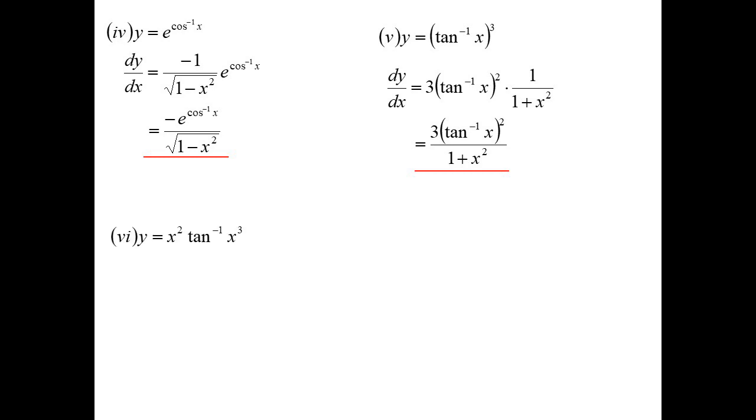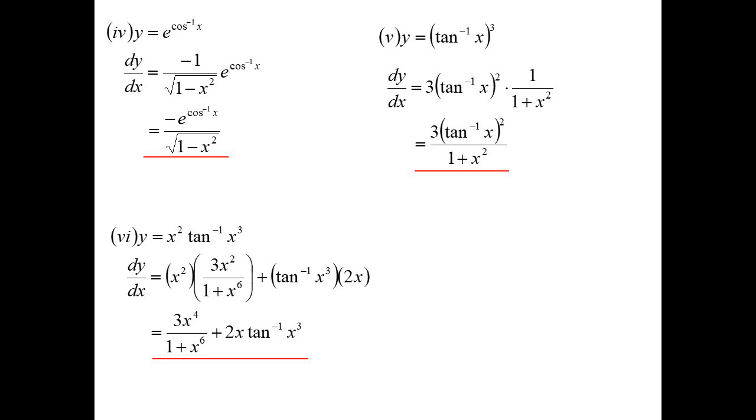Oh, product rule. Write down the first, x squared. Differentiate the second. Well, the second is an inverse tan function. So derivative 3x squared over 1 minus the function squared, x to the power of 6, plus, write down the second, inverse tan of x cubed. Differentiate the first, 2x. So a bit of tidying up to do there. I suppose I could factorise the x out, but what's the point? It doesn't really achieve a heck of a lot there, so I'll leave it like that.